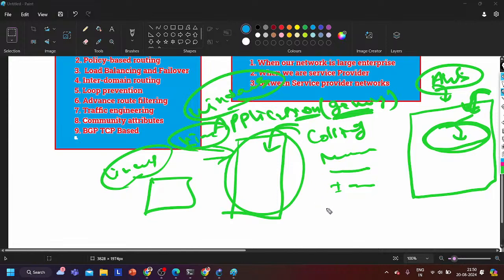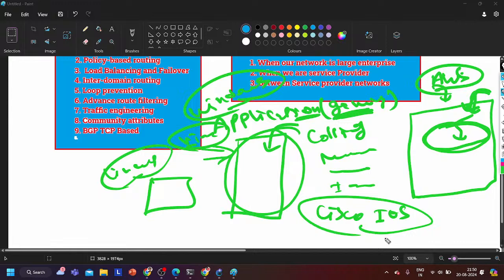Like on Cisco devices, you are learning Cisco iOS, right? So you can download the iOS from the Cisco website and then you can compile that on this server. You can run that on this server. This is a separate operating system, different from the Windows operating system or the Linux operating system, but this is also one operating system only.